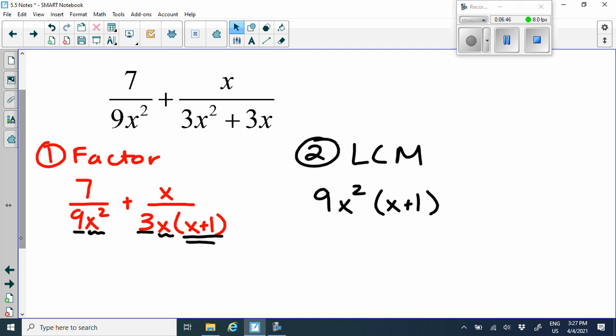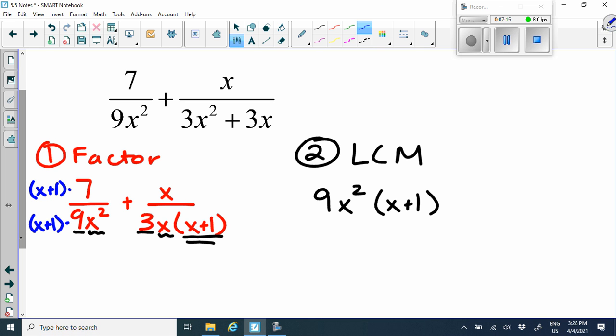Now that we figured out our least common multiple, 9x squared times x plus 1, we need to multiply each fraction by what's missing. So let's look at the 7 over 9x squared. We have 9x squared in our denominator, but what is missing there? It is the x plus 1. So I need to multiply the denominator and the numerator. Remember, what you do to the bottom of your fraction, you have to do to the top.